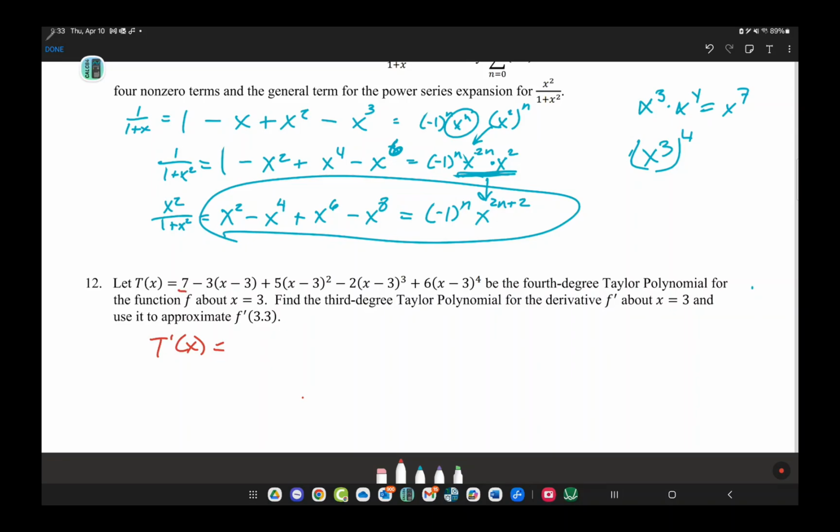What's the derivative of 7? 0. Now, if you distribute this through, that's going to be negative 3x, right? Plus 9. What is the derivative of negative 3x plus 9? Negative 3. So that's done.